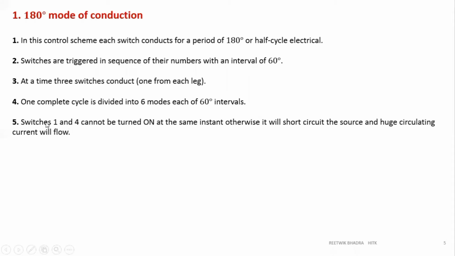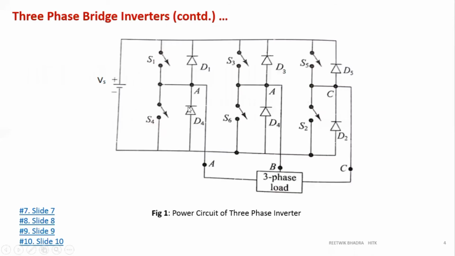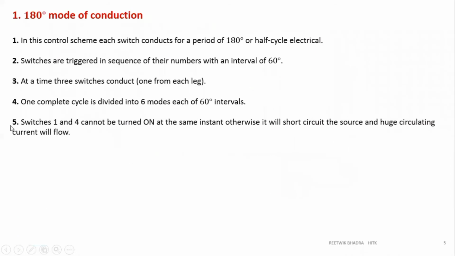The next point I told you is that to prevent cross conduction fault, we cannot turn on S1 and S4 simultaneously. S3 and S6 can't be turned on simultaneously, and S2 and S5 cannot be turned on simultaneously. So that addresses my fifth point.